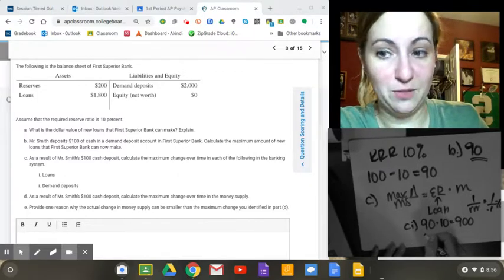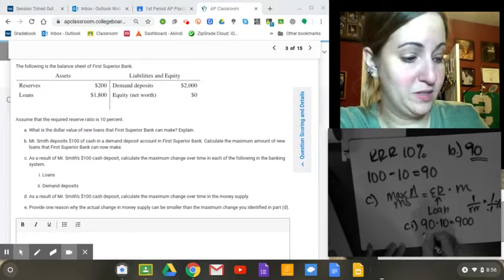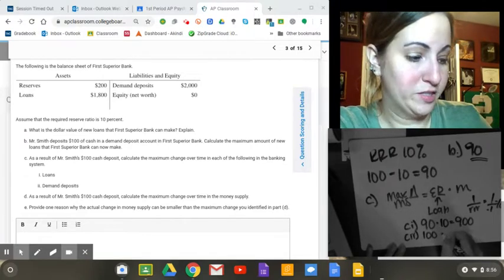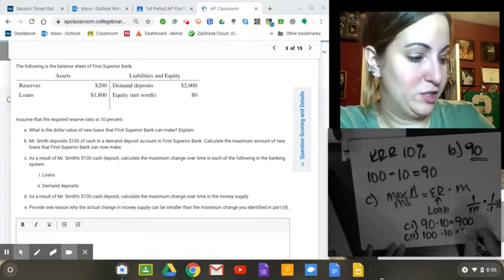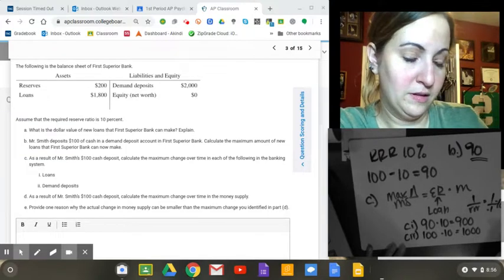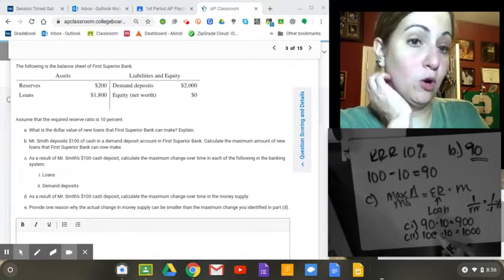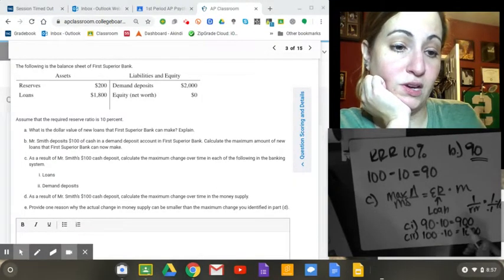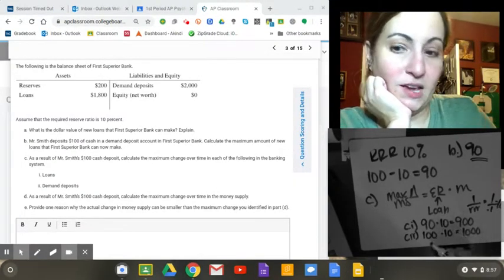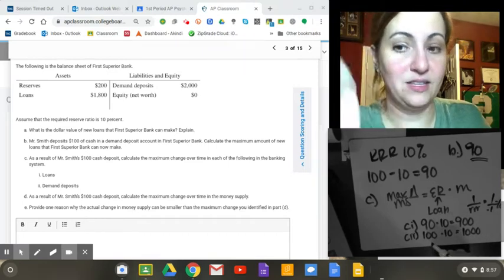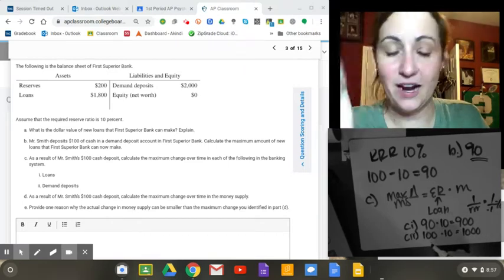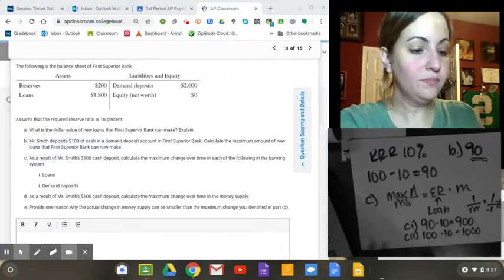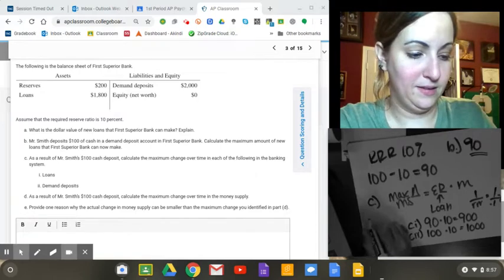So you would take the entire deposit of Mr. Smith. Mr. Smith's entire deposit on CII, you take all of his $100 times the money multiplier, and so it's $1,000. So the first one, when talking about loans, is you can only loan out what's in excess reserves. So we only take what's in excess reserves and multiply that by 10. The second part says demand deposits. You're going to take the entire demand deposit times the money multiplier to get $1,000.